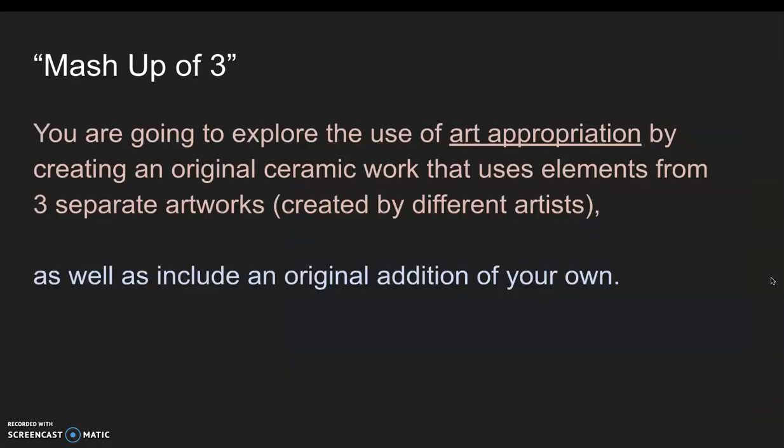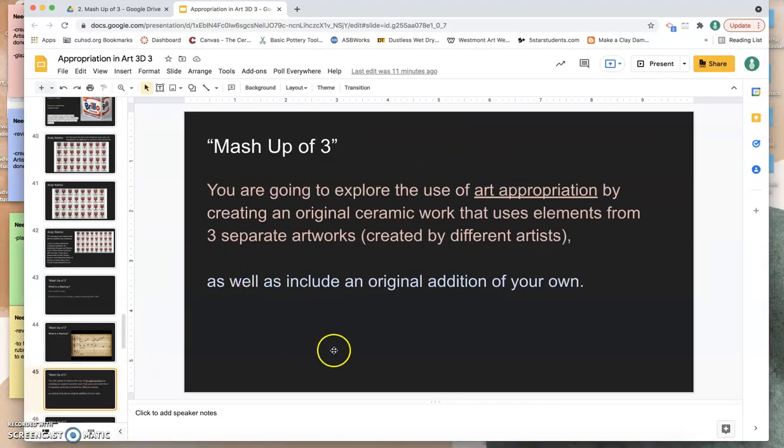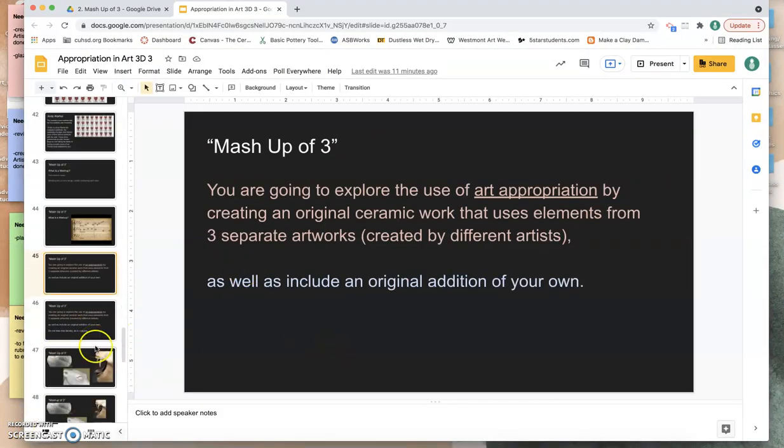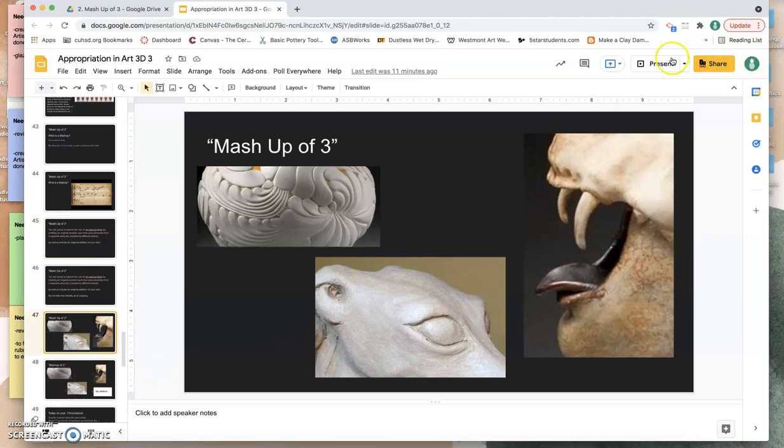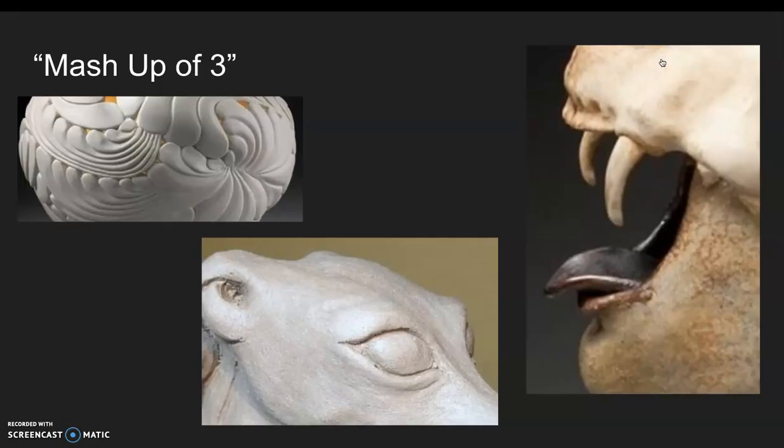So you're going to explore the use of art appropriation by creating an original ceramic artwork that uses elements from three separate artworks, three separate artists, and then you're going to include your own original addition to this artwork. So something to keep in mind is you're finding parts of artworks that you like. Stick to things that interest you.